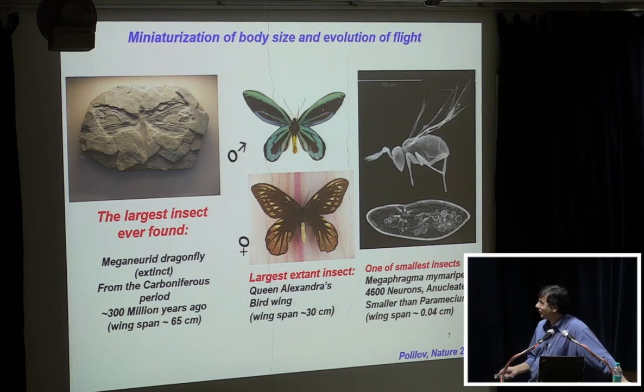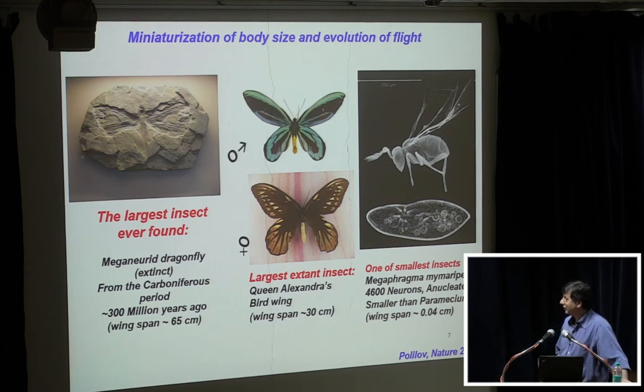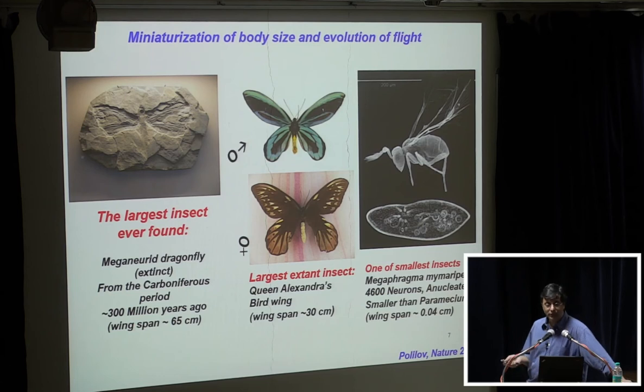Of the extant insects, this one probably takes the prize for the largest insect. This is Queen Alexandra's birdwing. We have something pretty close to that size in the Western Ghats. You'll see something called a southern birdwing, which is about as big as this, and that wingspan is about 1 foot, 30 centimeters. Large insect. Now, at the other end of the spectrum is this remarkable animal, which was described by Polilov recently.